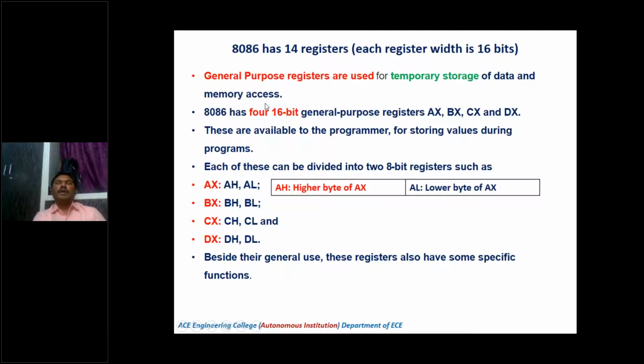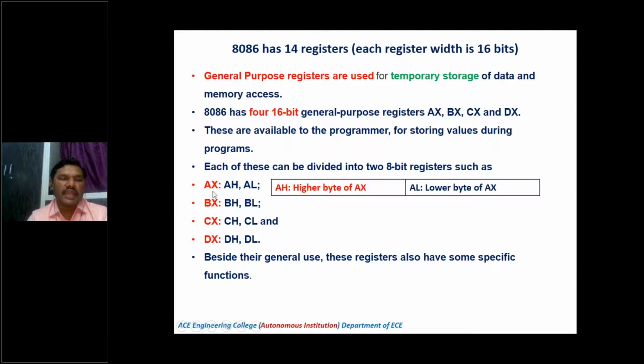This is the main point of the general purpose registers. The 8086 has 4 general purpose registers: AX, BX, CX, and DX, and these are available to the program for storing values during programs. Each of these can be divided into two 8-bit registers, such as AX as AH and AL, BX as BH and BL, CX as CH and CL, and DX as DH and DL.